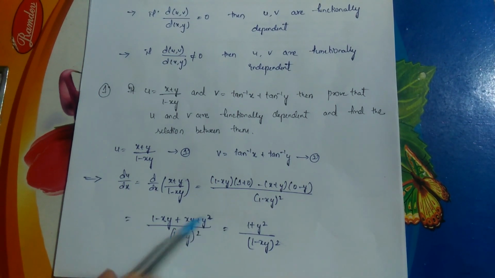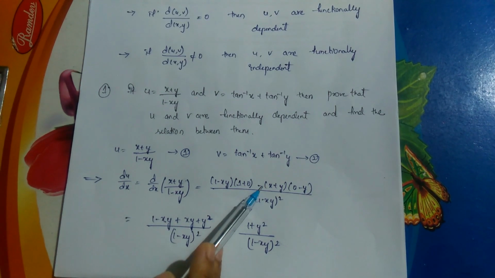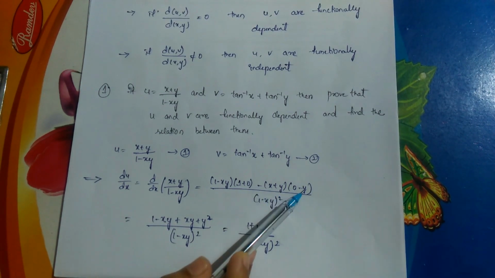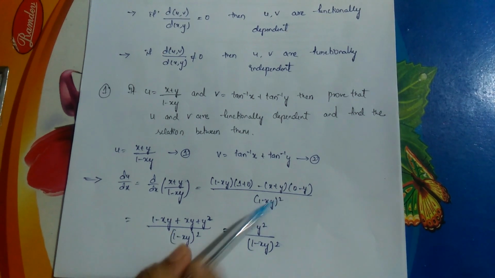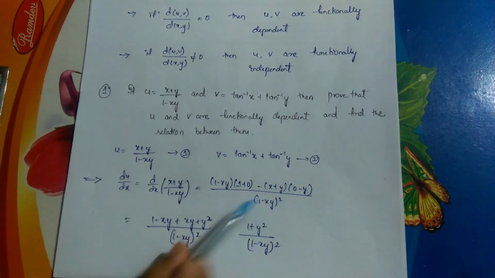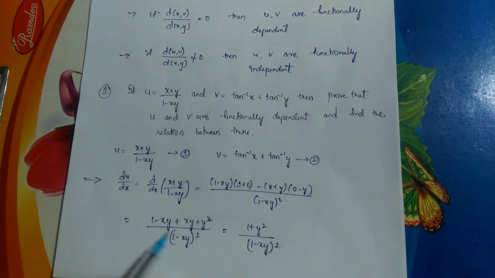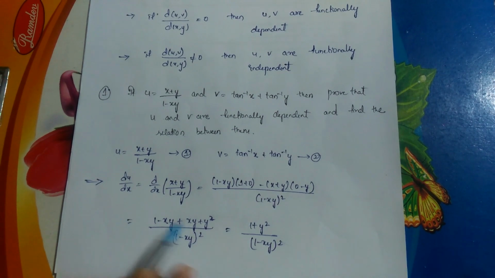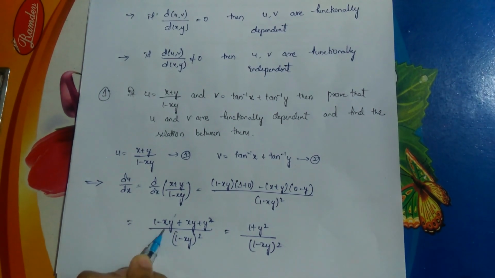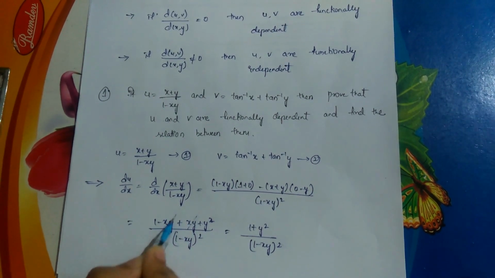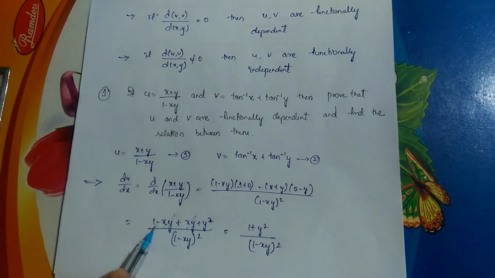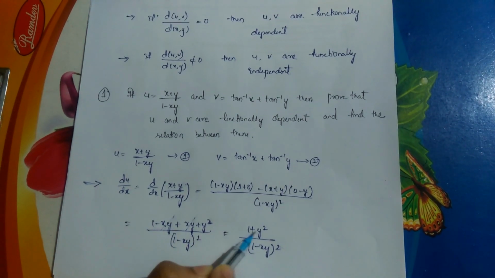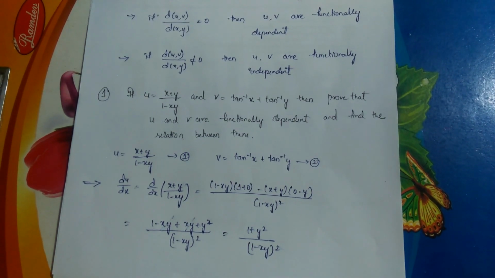So now here it comes to the multiplication. Here 1 minus xy, and minus x into minus y, that is plus xy, and minus y into minus y, that is plus y square. So divided by (1 minus xy) whole square, and that equals to, here plus xy minus xy and plus xy gets cancelled, then the remaining is 1 plus y square. So that is (1 plus y square) by (1 minus xy) whole square. This is ∂u/∂x.